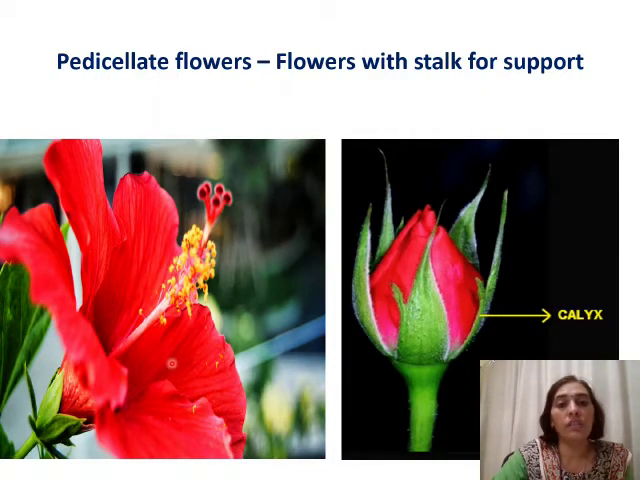Here you can even see very clearly the calyx. This green portion which you are seeing, which is a protective whorl, accessory whorl, is the calyx. Corolla, we can see here the colorful petals which are for attraction of the insects. Then in this flower you can even see the androecium and gynoecium part.